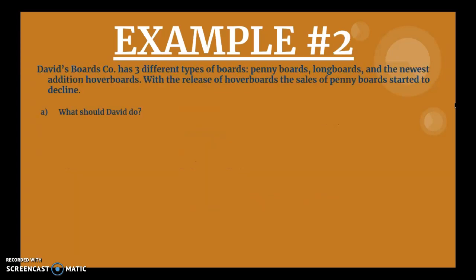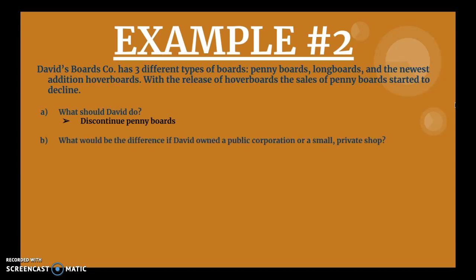Now for question number 2, let's assume that David's Boards Company has 3 different types of boards: penny boards, long boards, and the newest edition, hoverboards. With the release of hoverboards, the sales of penny boards started to decline. A. What should David do? He should discontinue penny boards and sell more profitable products instead. B. What would be the difference if David owned a public corporation or a small private shop? There is no difference because the rules are the same under IFRS and ASPE.